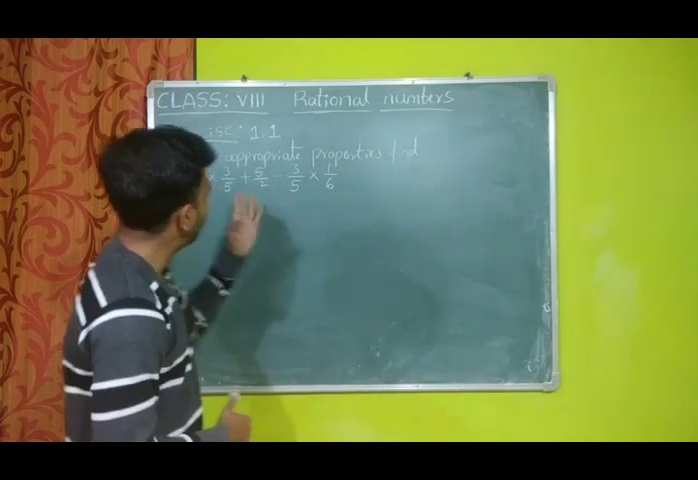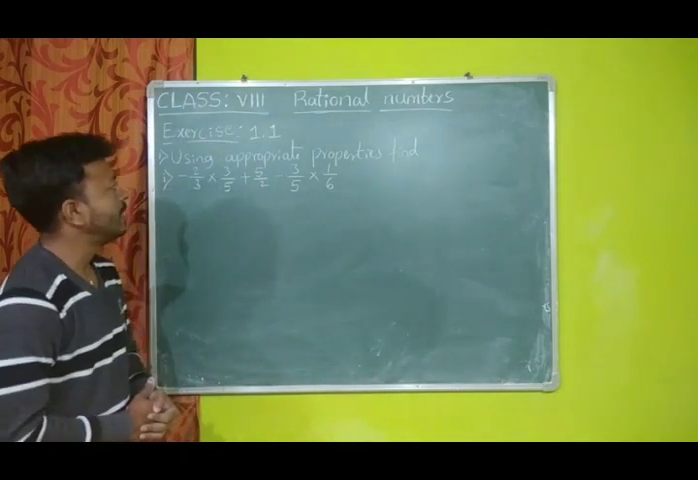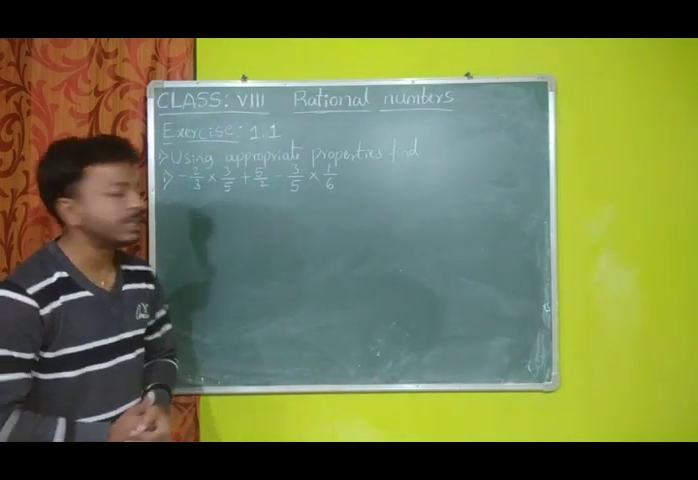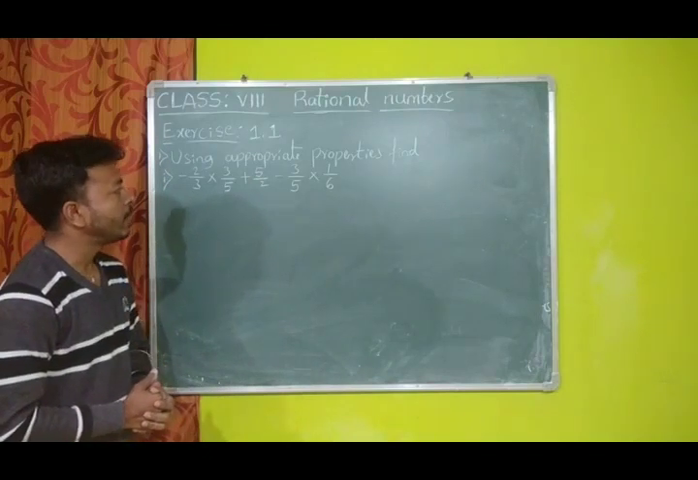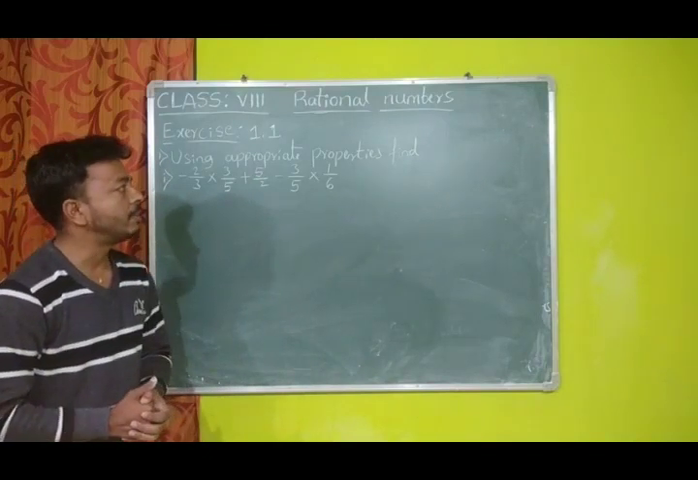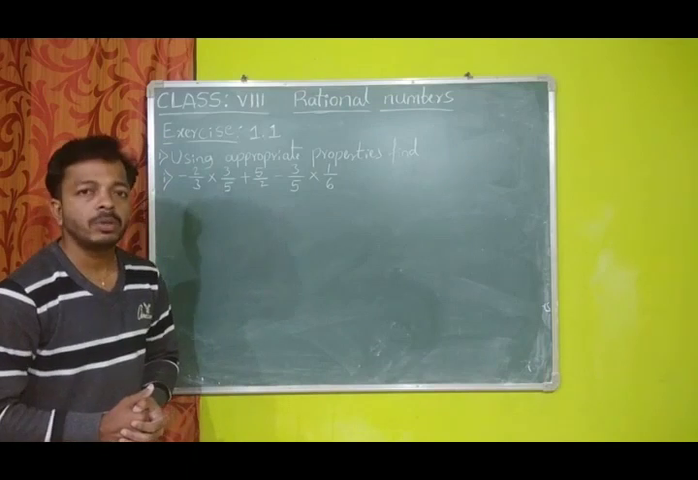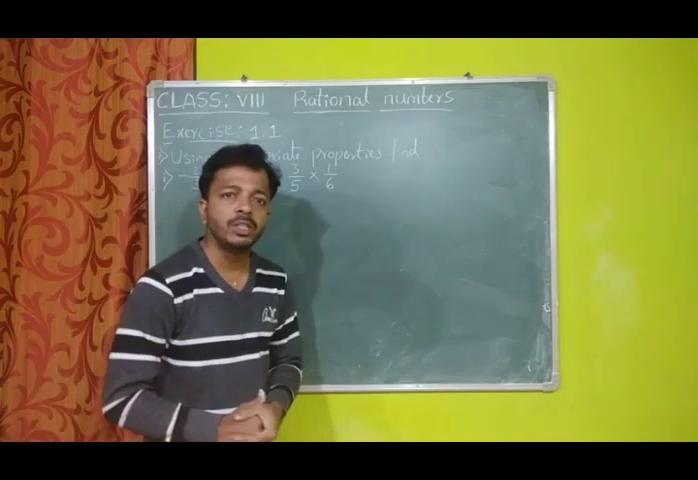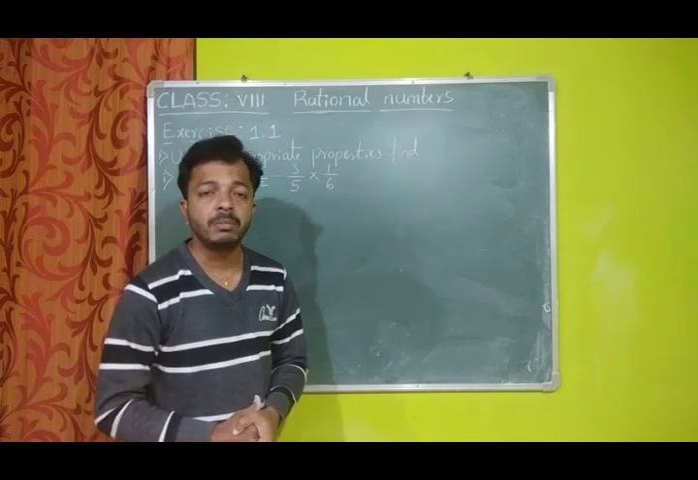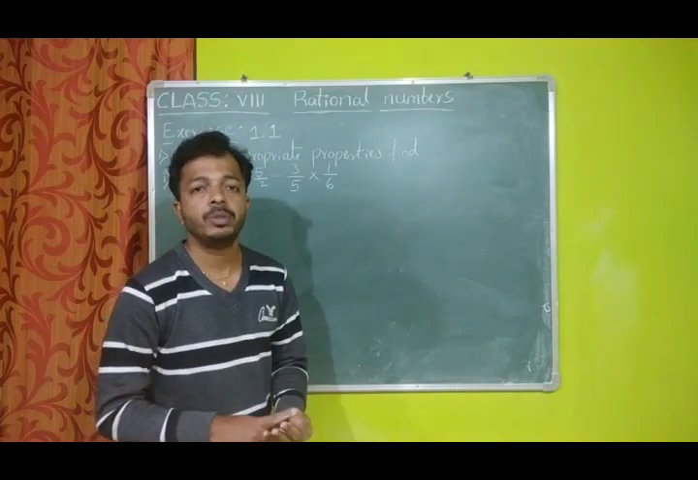So exercise number 1.1, first question is: using appropriate properties, find minus 2 by 3 multiplied by 3 upon 5 plus 5 upon 2 minus 3 upon 5 multiplied by 1 upon 6. Here we can apply the commutative property and distributive property of rational numbers.